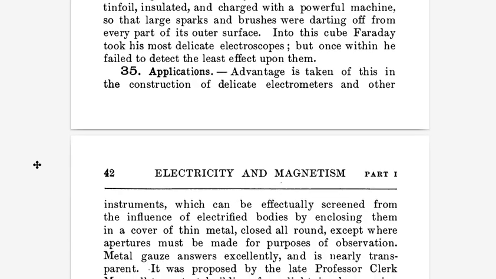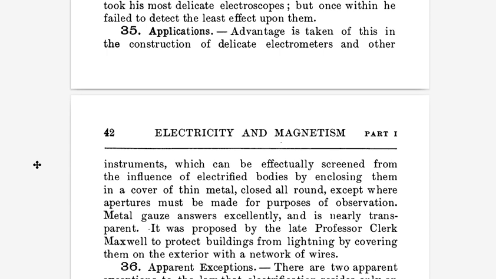35. Applications. Advantage is taken of this in the construction of delicate electrometers and other instruments, which can be effectively screened from the influence of electrified bodies by enclosing them in a cover of thin metal, closed all round, except where apertures must be made for purposes of observation. Metal gauze answers excellently, and is nearly transparent. It was proposed by the late Professor Clerk Maxwell to protect buildings from lightning by covering them on the exterior with a network of wires.